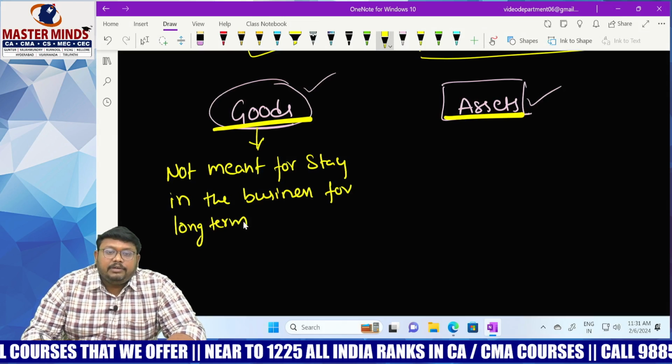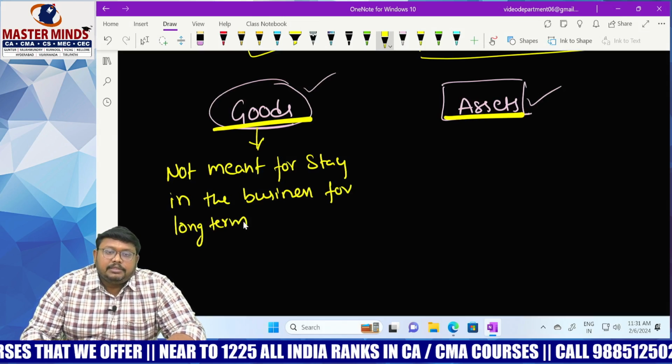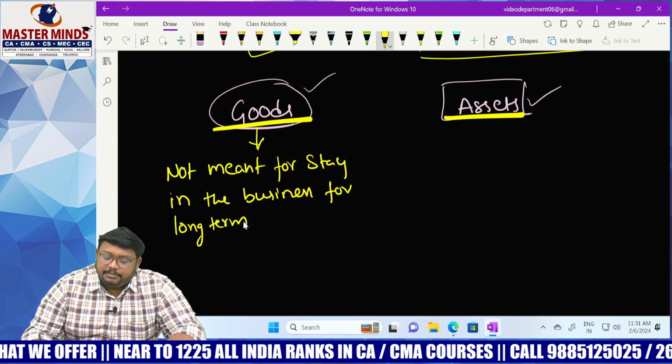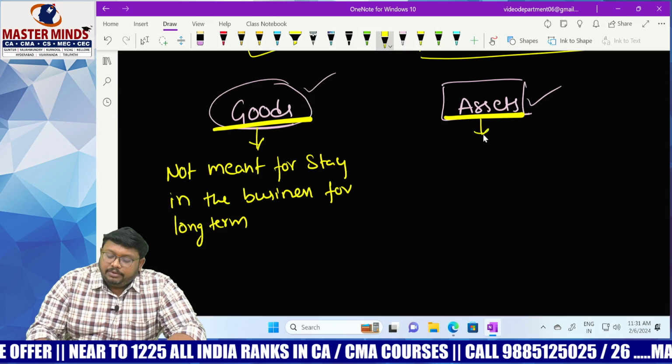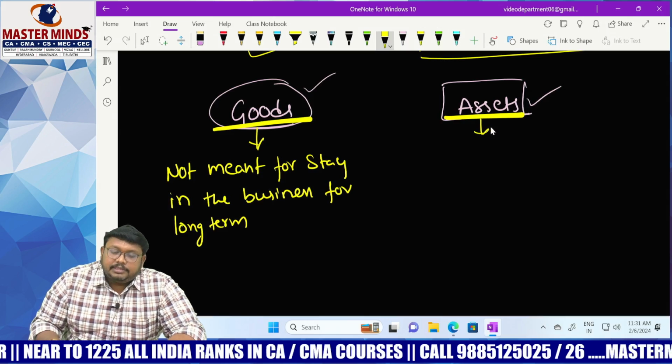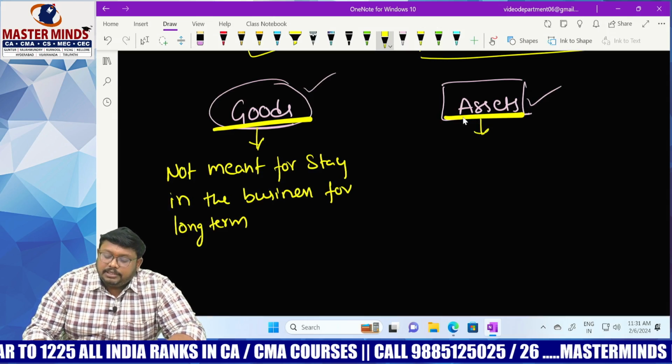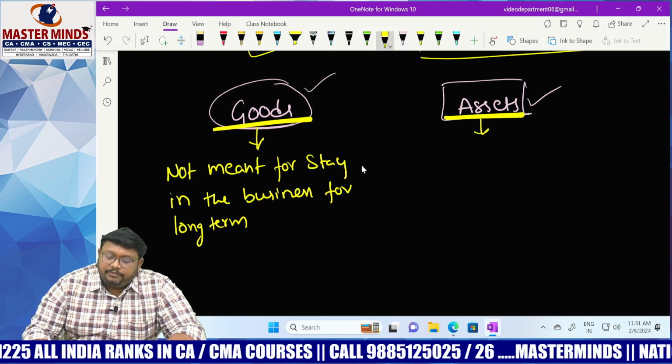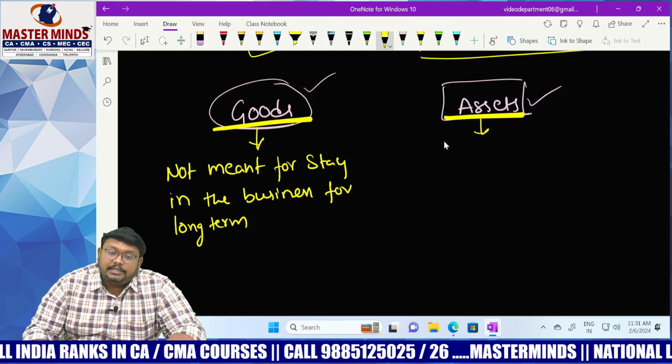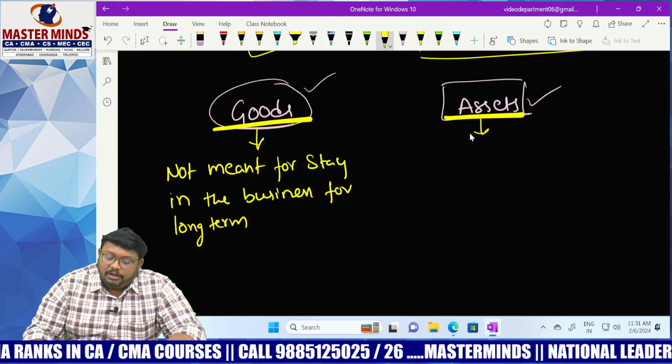They are not meant to stay in the business for the long term. They are meant for sale, immediately. Whatever goods they have, they will use them to sell the products to the customers. So it is not meant to stay in the business for a long time. But assets are meant to stay in the business for a long time.